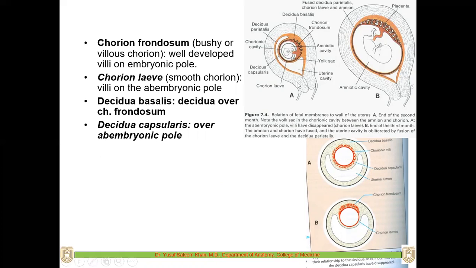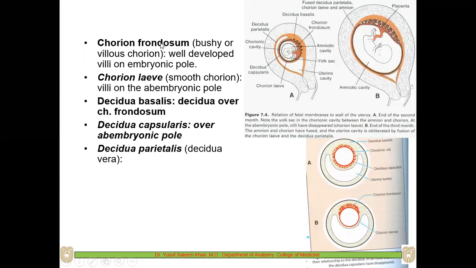Then the part where the chorion frondosum disappears, a thin layer of the decidua is still covering it. If you see here, the brownish layer, light brownish, still covering it. That part is called the decidua capsularis. And the decidua in the remaining part of the uterus is called the decidua parietalis. It is also called the decidua vera, but right now you can remember these three.